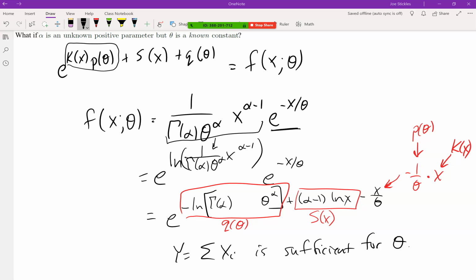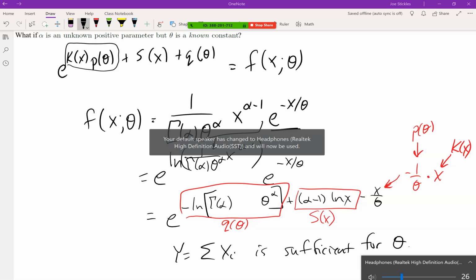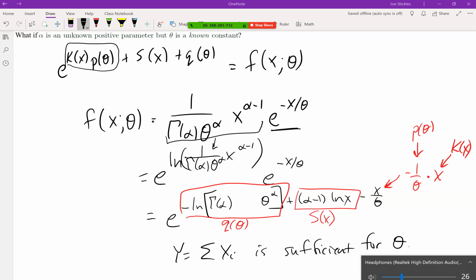Uh-oh, my speaker's off. Why is my speaker off? Can you hear me? Yes. My headphones got unplugged, apparently. Try that again. Sorry about that. Does that make more sense? Did that help? Yeah.